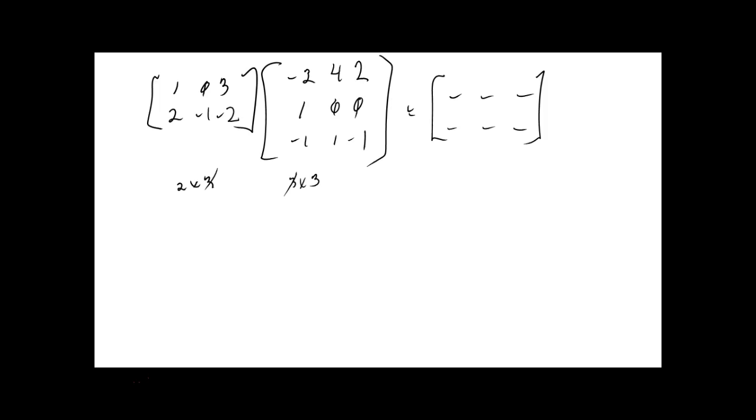-5. Perfect. Okay. And then what do you want to do? Column 2. So it'd be row 1, second column. That'd be 4, 0, 3. So 7. Perfect. And the last one, row 1, column 3. 2, 0, -1. -1. Perfect. Next. Row 2, column 1.